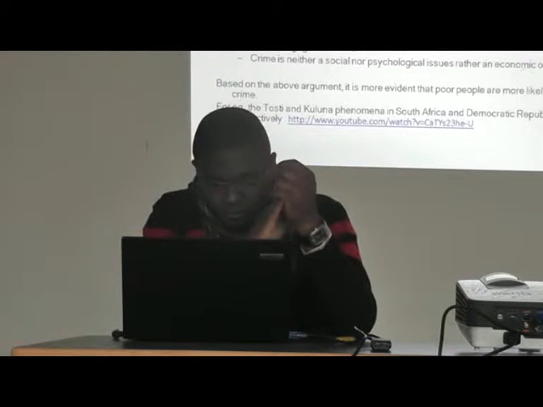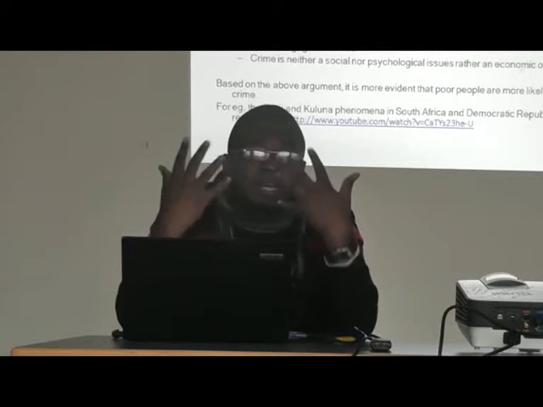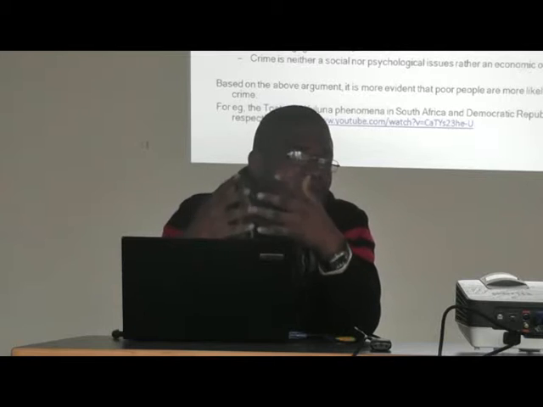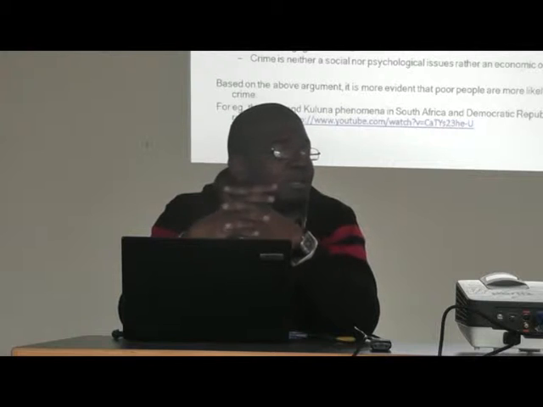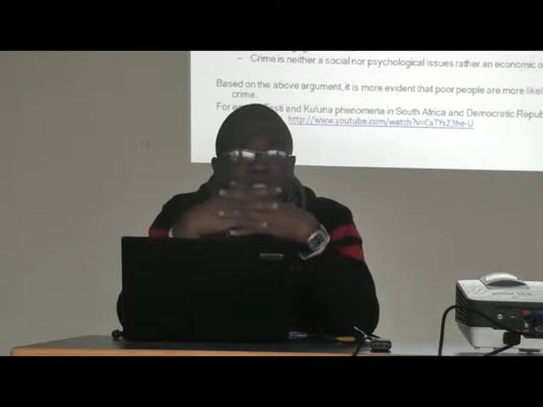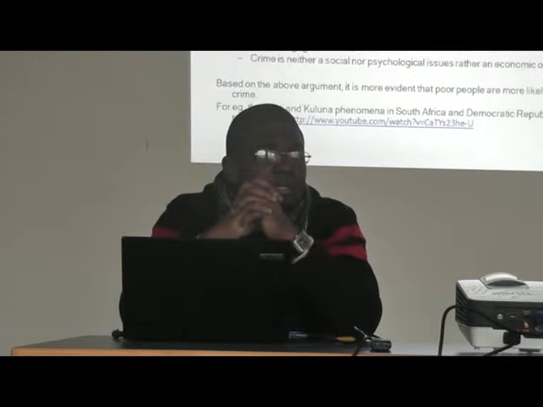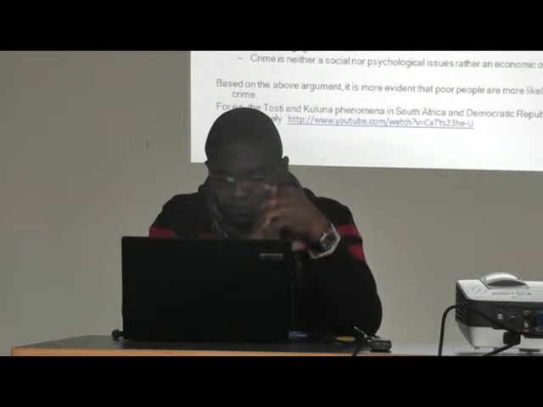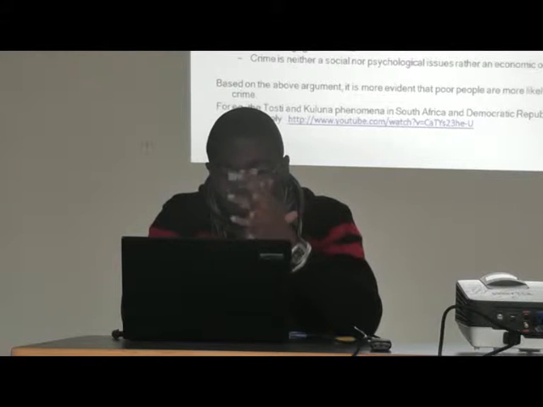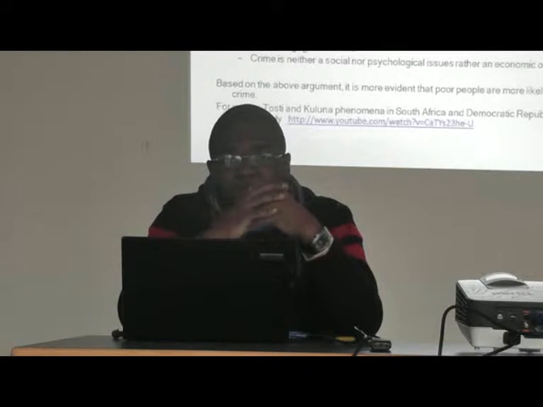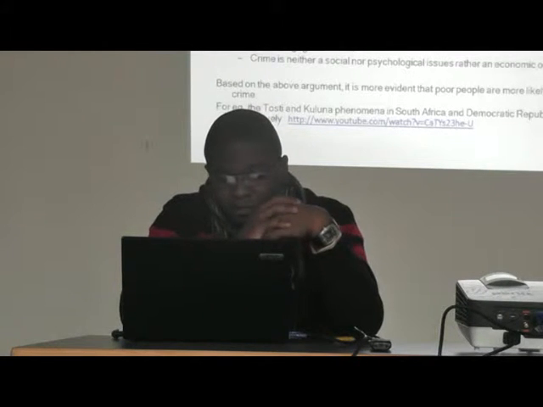Right? So people become criminals because their opportunity costs are low. Their legal opportunities are worse than the illegal opportunities. So therefore people, poor people specifically, tend to engage in violence because of that. And then based on this research, on the argument, it is more evident that poor people are more likely to commit crime.